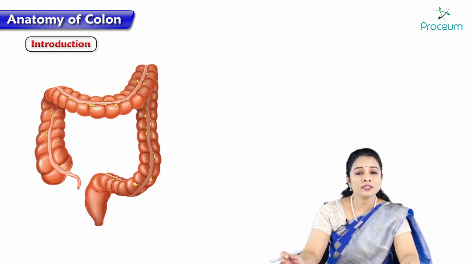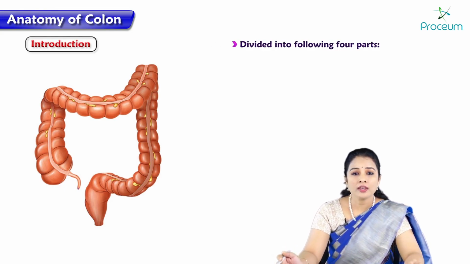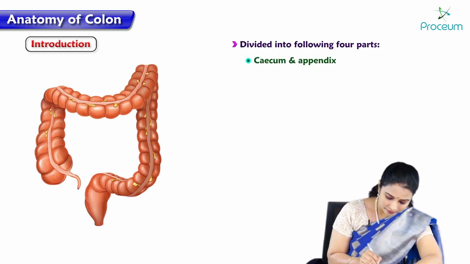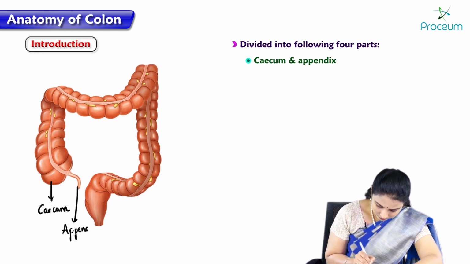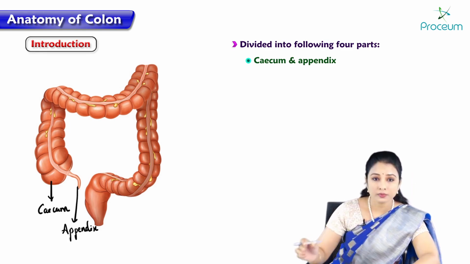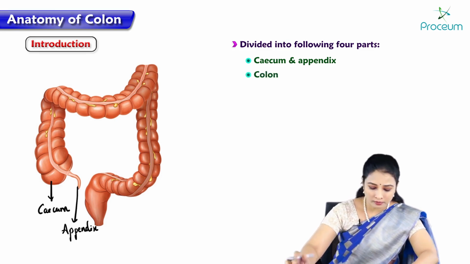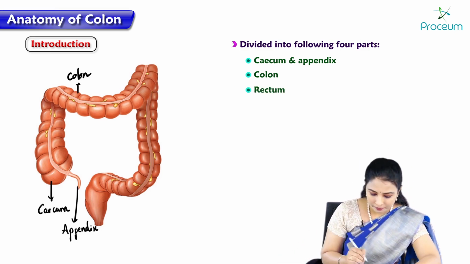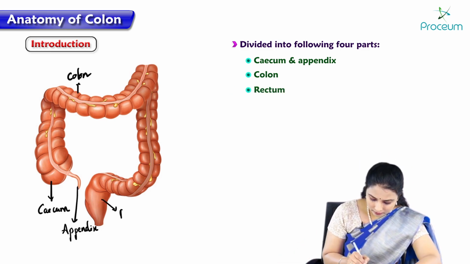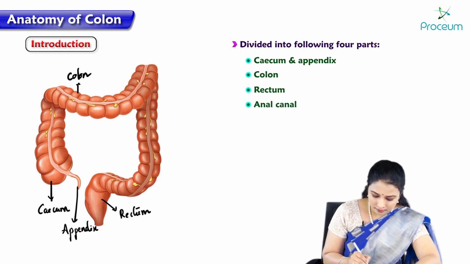Today's topic is the anatomy of the colon. The large intestine is divided into four parts: cecum and appendix, and colon, which makes up most of the large intestine, rectum, and anal canal.